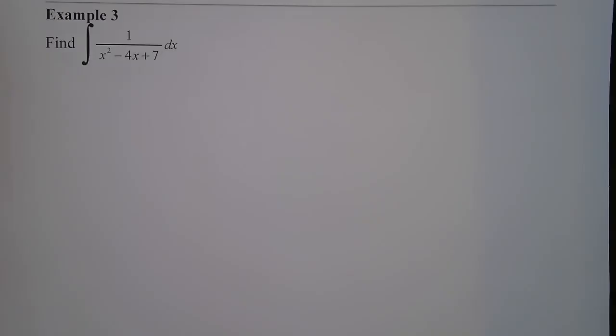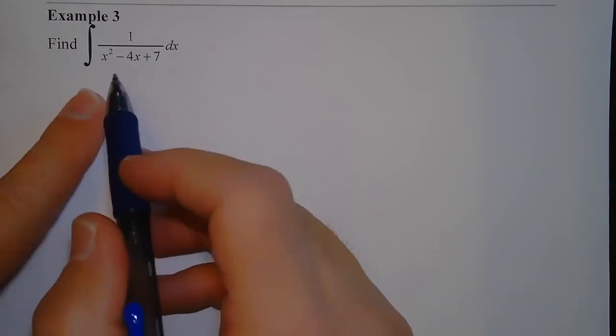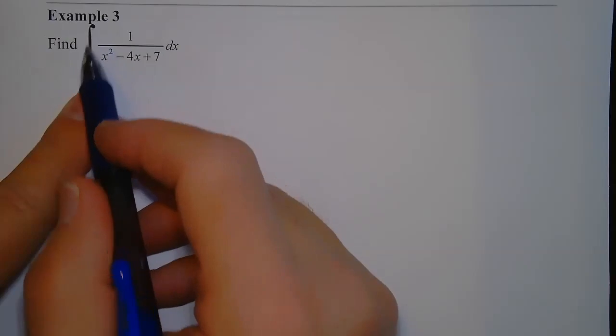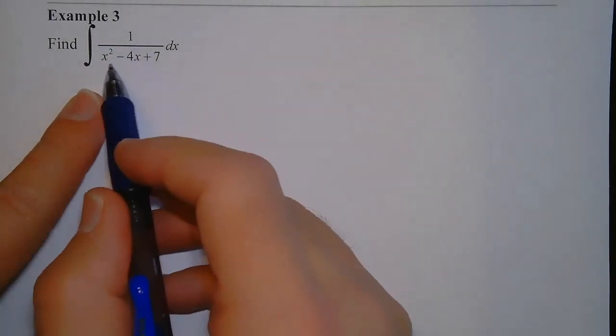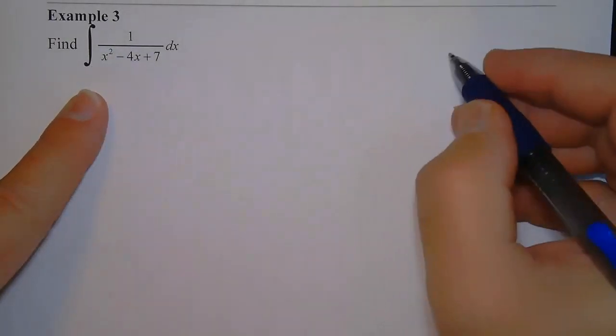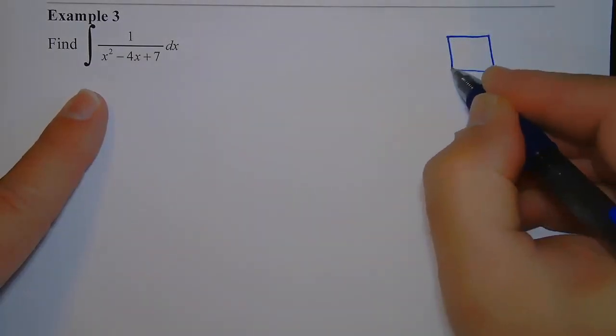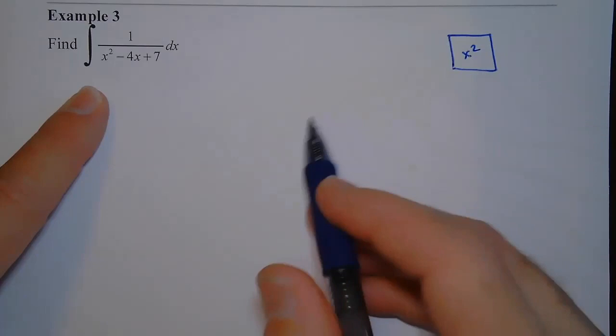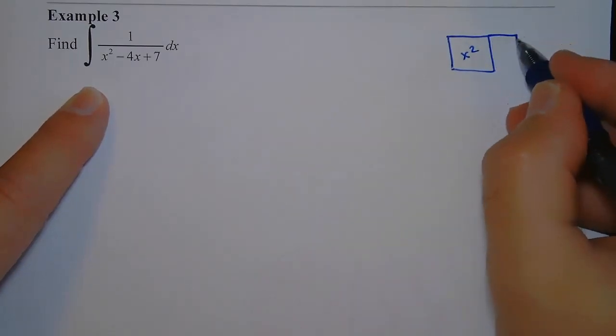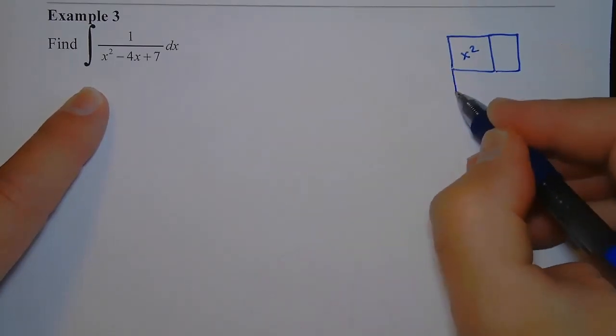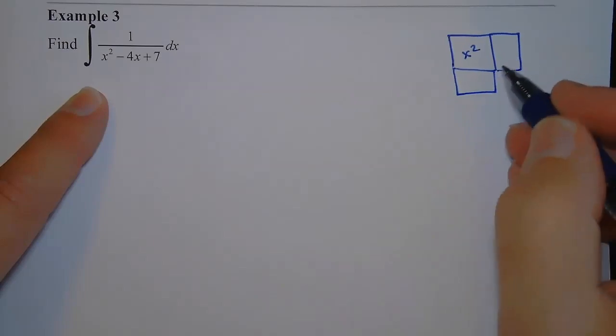Okay. So for this next example, what we want to do is get it to look like example 2. And the way we're going to do that is we're going to complete the square. Okay. So we have x squared minus 4x plus 7, and we want to integrate 1 over x squared minus 4x plus 7. So I'm going to start completing the square. I'm going to start with my x squared term. And then I know that I'm going to put half of the x terms here and the other half right here to make my square, right?